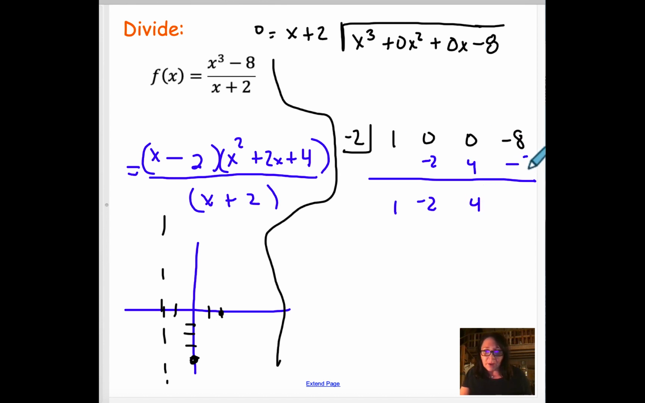Homework is page 346, 1 to 9 odd. You are doing long division, and you are checking your solutions with synthetic division. Not too bad for tonight.